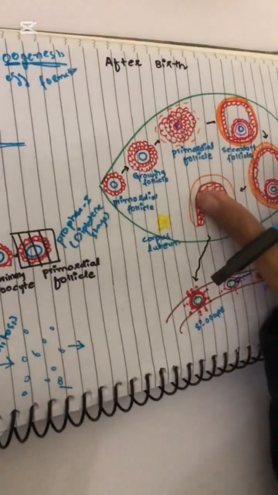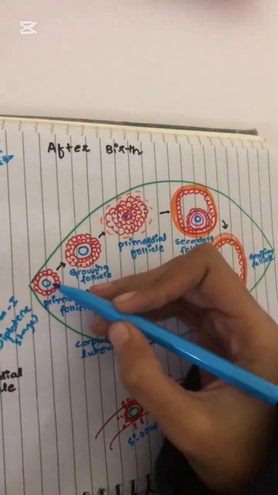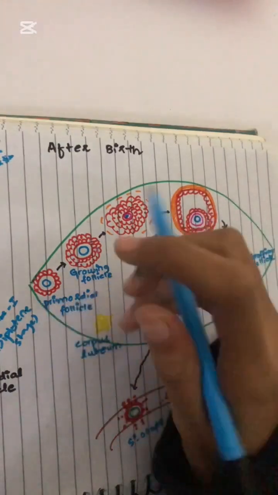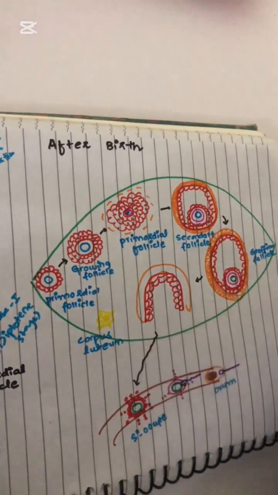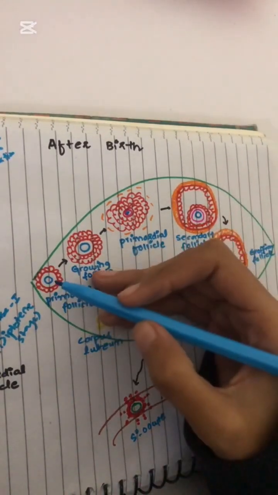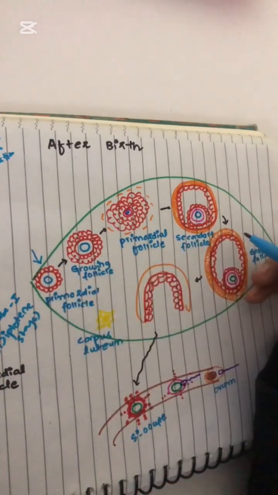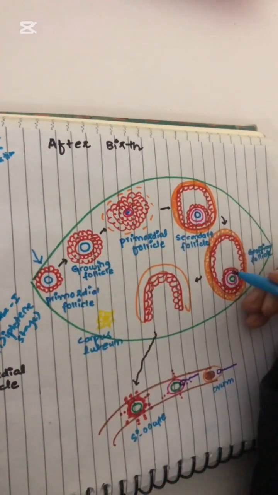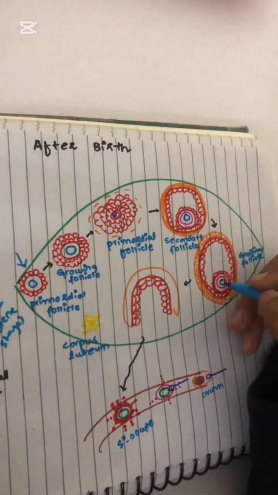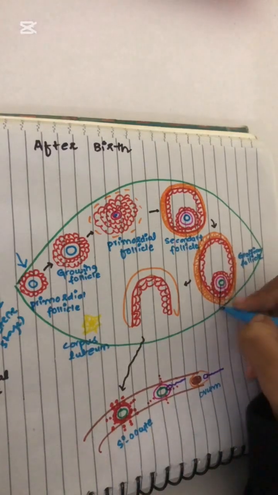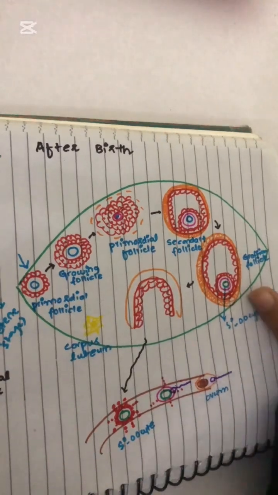At puberty, under the influence of certain hormones, the primary oocyte continues its meiosis. Let's first ignore this part. I will explain the oogenesis, then I will explain the ovulatory cycle. When the primary oocyte is stimulated by certain hormones, it continues its meiosis to form the secondary oocyte. Now it completes its meiosis 1.